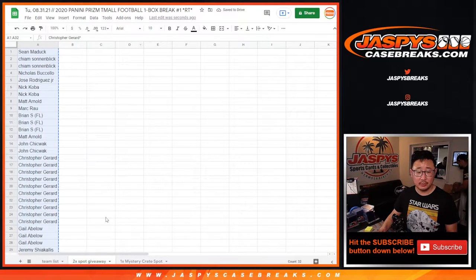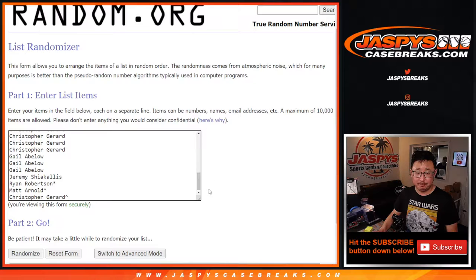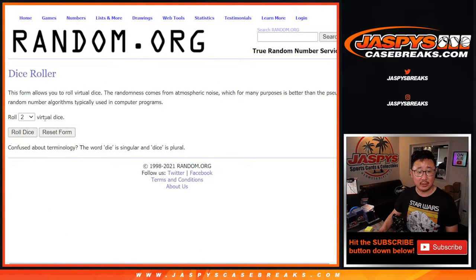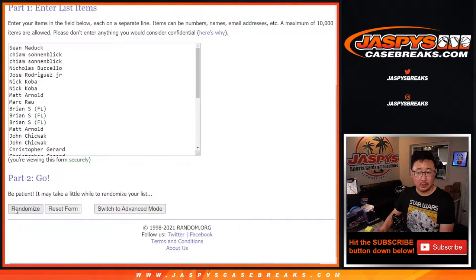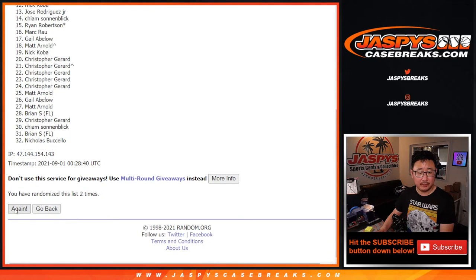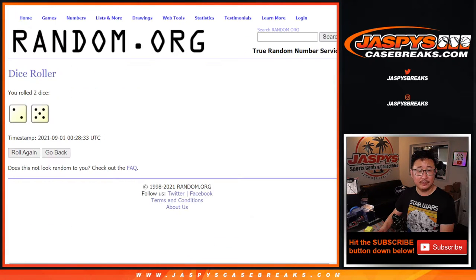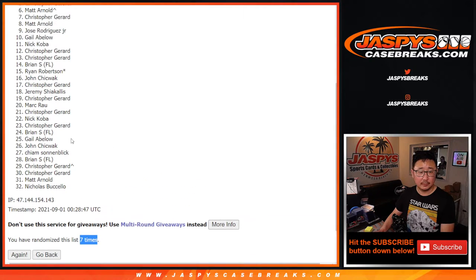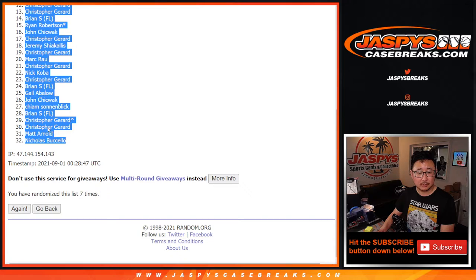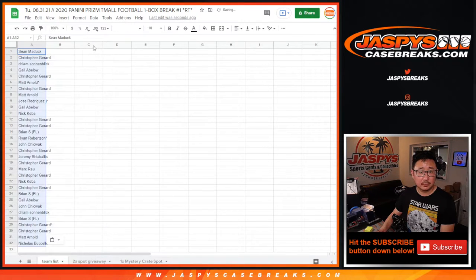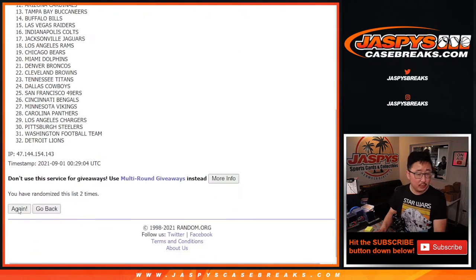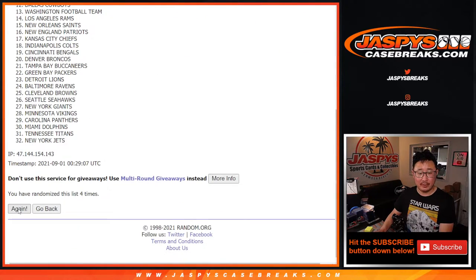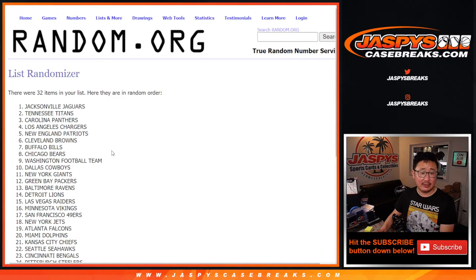All right, so now let's do the break itself. This is a pretty quick break. The teams only have six cards here. So second dice roll is for the break, 7 times, names and teams. 1, 2, 3, 4, and 7th and final time. And a 2 and a 5, 7 times for the teams. 1, 2, 3, 4, 5, 6, and 7th and final time.